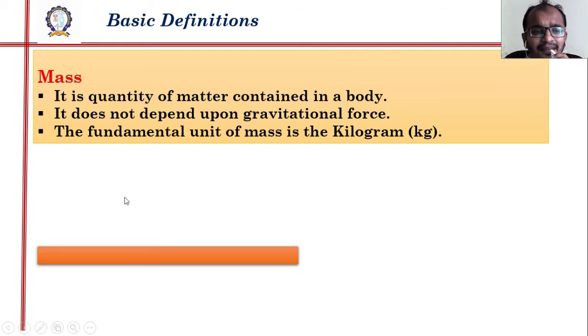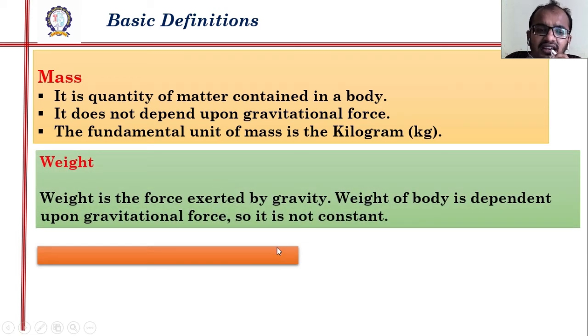So the first property is mass. Mass is nothing but the quantity of matter contained in a body, that we can call mass. Right? Whatever content is there inside the body, that content we can call mass. Basically it does not depend upon the gravitational force. The fundamental unit of mass is the kilogram. It's a well-known property that we have been learning since 11th and 12th and even before that. So it's the quantity of matter contained in the body.